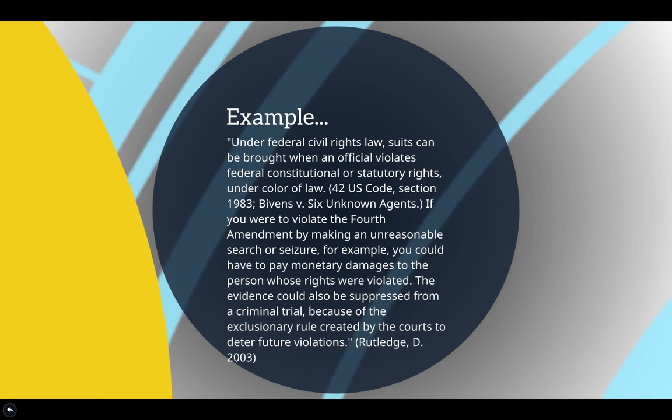An example of liability. Under federal civil rights law, suits can be brought when an official violates federal constitutional or statutory rights under the color of law. In Bivens versus 6 Unknown Agents, if you were to violate the Fourth Amendment by making an unreasonable search or seizure, for example, you could have to pay monetary damages to the person whose rights were violated. The evidence also could be suppressed from a criminal trial because of the exclusionary rule created by the courts to deter future violations. Rutledge, 2003.